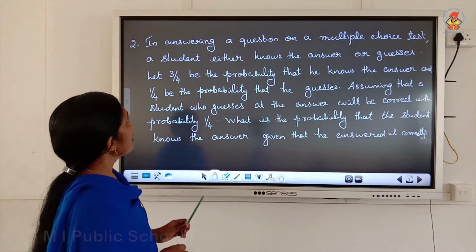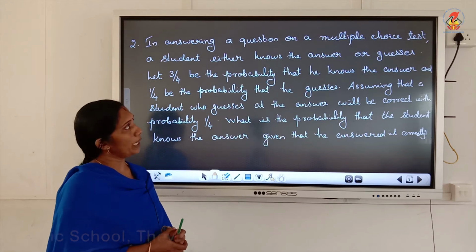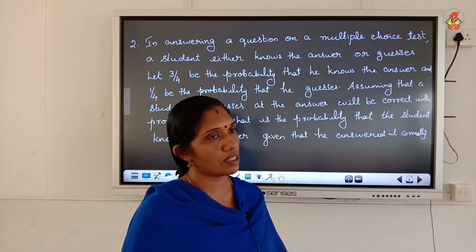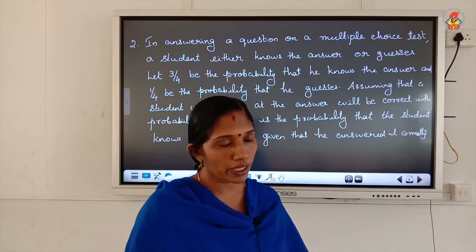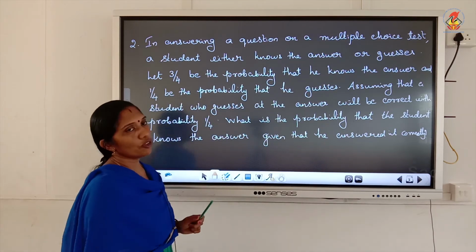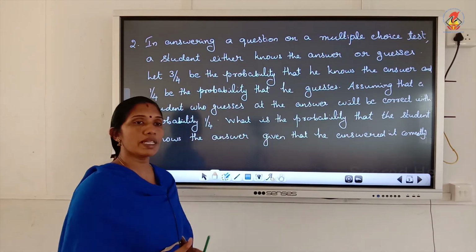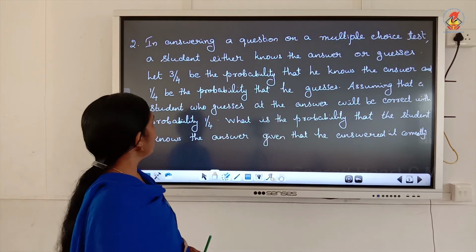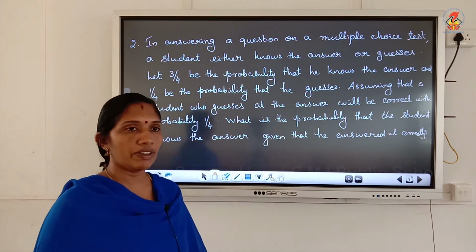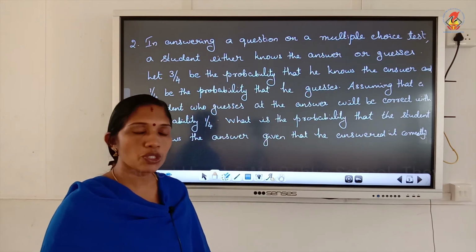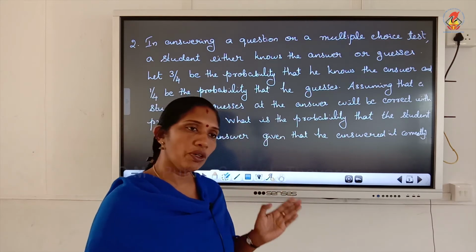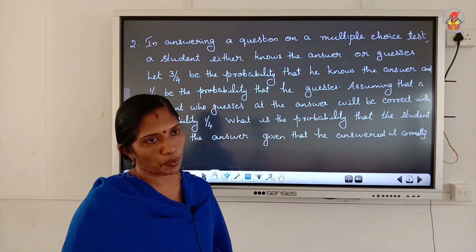Okay. So, in answering a question on a multiple choice test, a student either knows the answer or guesses. So, only 2 possibilities. Okay, either knows the answer or guesses. Then the probability is given. 3 by 4 is the probability that he knows the answer, and 1 by 4 is the probability that he guesses. So we can define the events E1 and E2. E1 means the student knows the answer, E2 means the student guesses the answer. So P of E1 and P of E2 are given in the question.